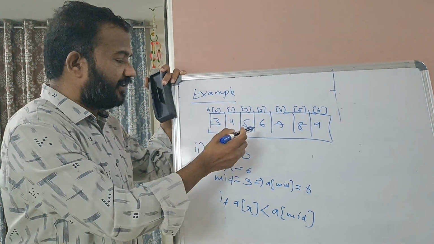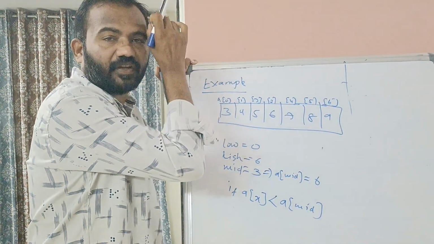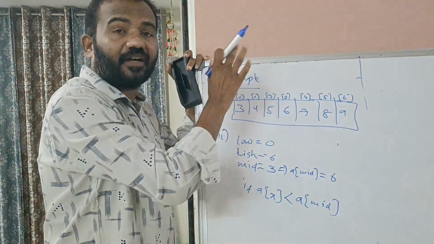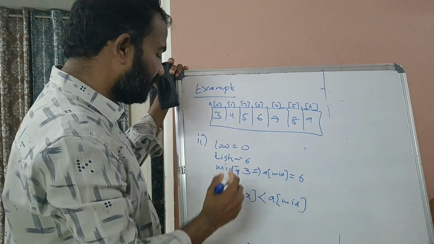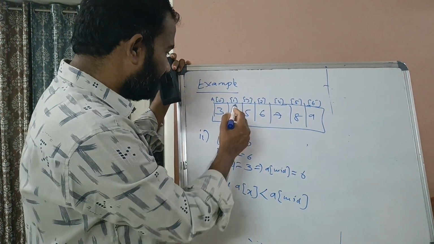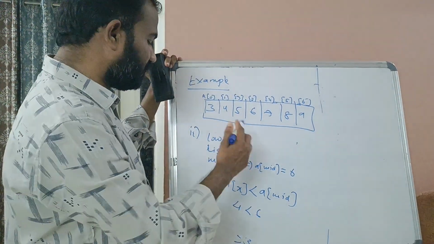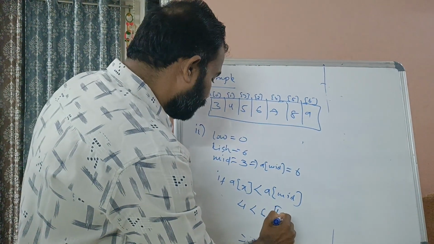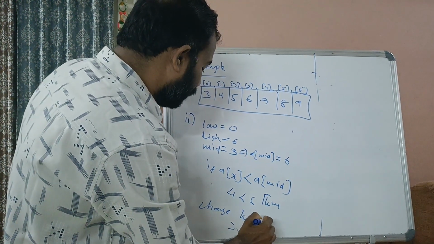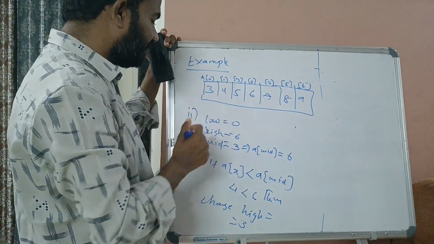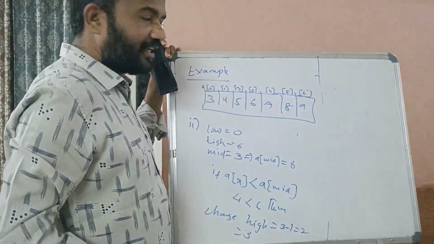We need to compare only the left side of the array. We do not need the right side of the array. Now onwards we have to eliminate the right side, and only discuss the left side of the array. x is 4, and 4 is less than 6. Then what are we going to change? Change high is equal to mid minus 1. Mid is 3, and 3 minus 1 is equal to 2.